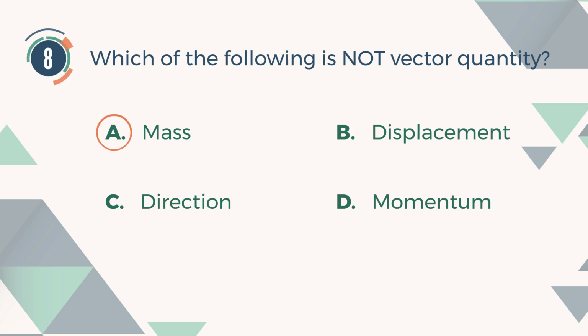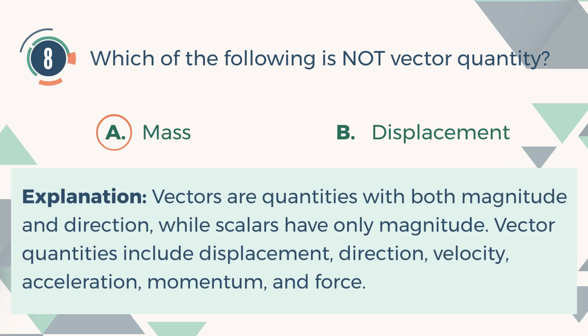The correct answer is A. Mass. Explanation. Vectors are quantities with both magnitude and direction, while scalars have only magnitude. Vector quantities include displacement, direction, velocity, acceleration, momentum, and force.